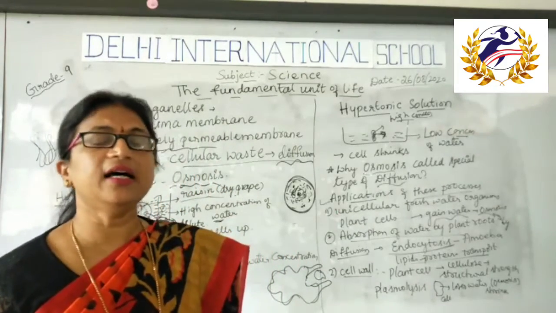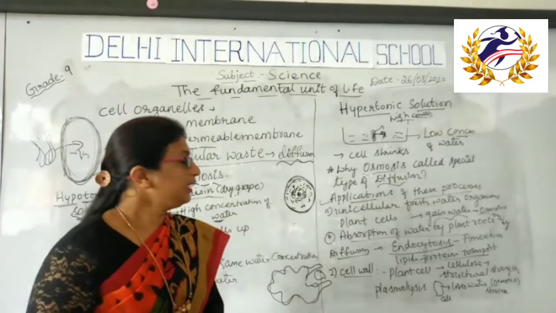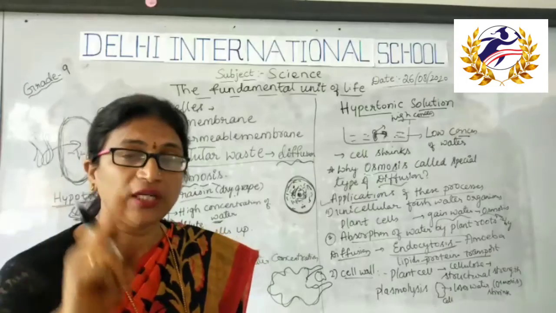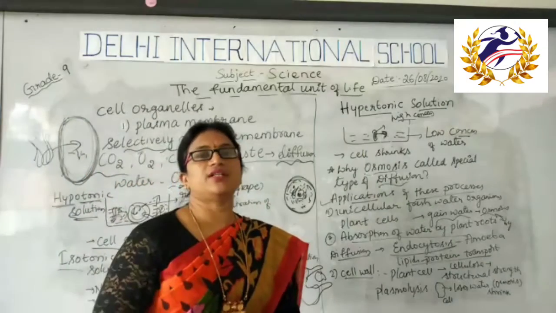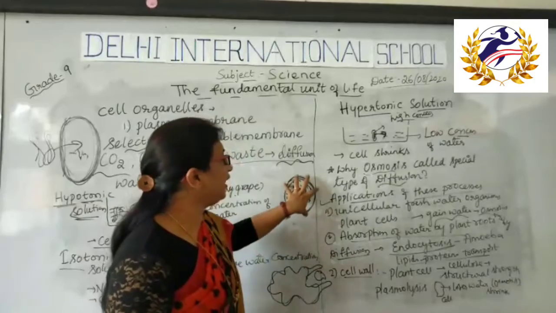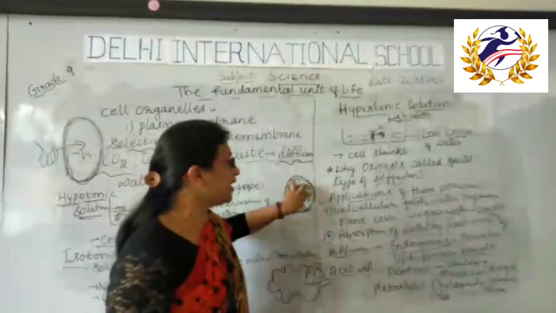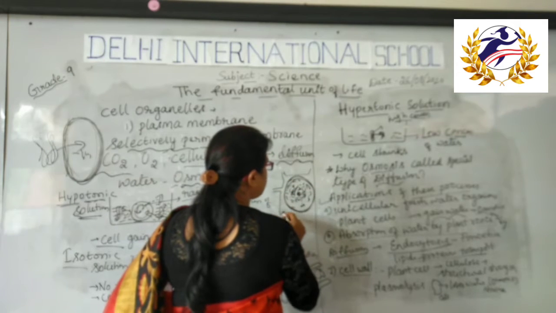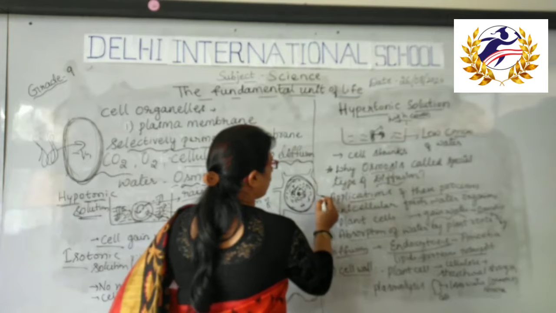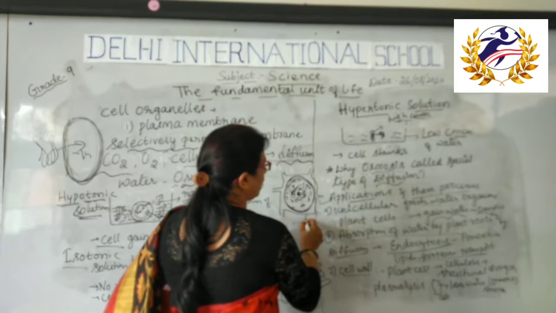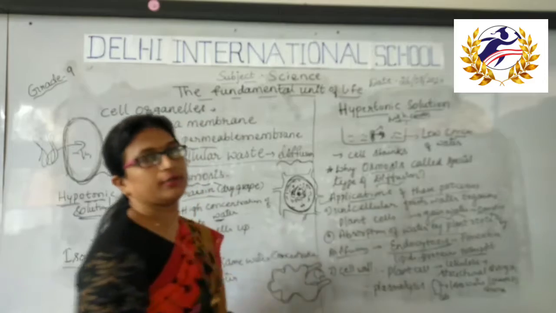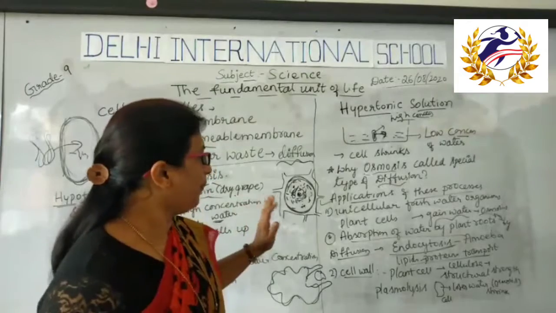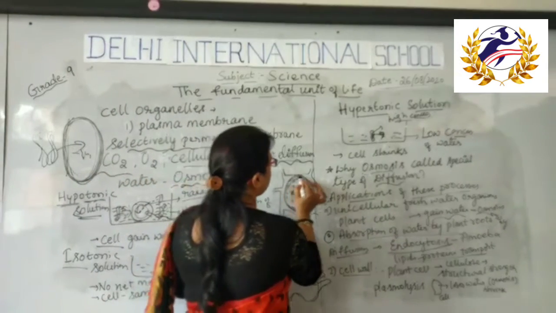The second cell organelle is the cell wall. Remember, the cell wall is present only in the plant cell. It is not present in the animal cell. The animal cell contains only the plasma membrane and the cell contents, whereas the plant cell contains a rigid structure called the cell wall. So, the animal cell does not contain the cell wall.